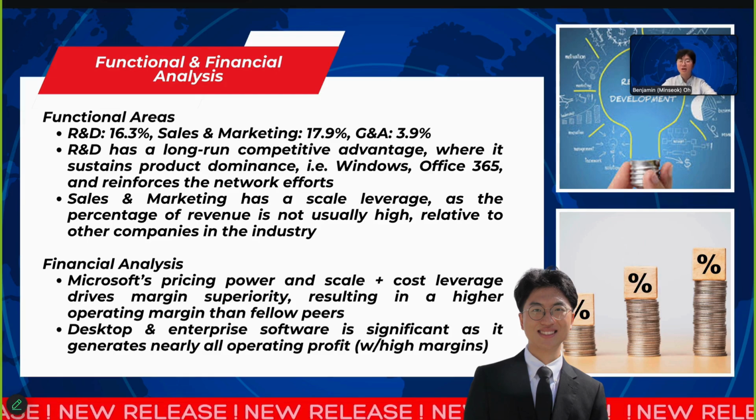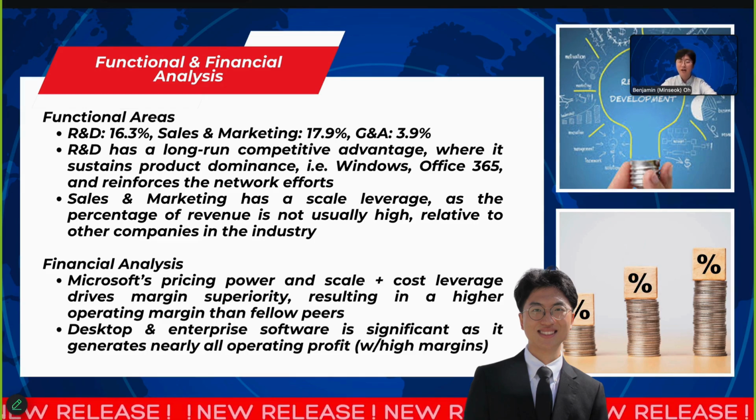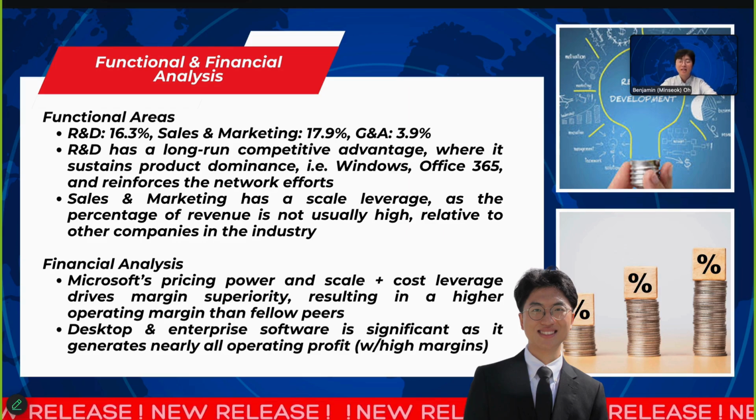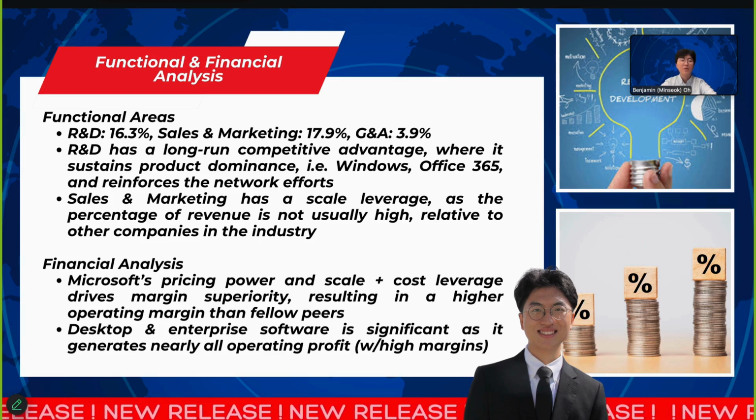Microsoft's pricing power and scale and cost leverage drive margin superiority, resulting in a higher operating margin than fellow peers. The desktop and enterprise software is also significant as it generates nearly all operating profit with high margins.